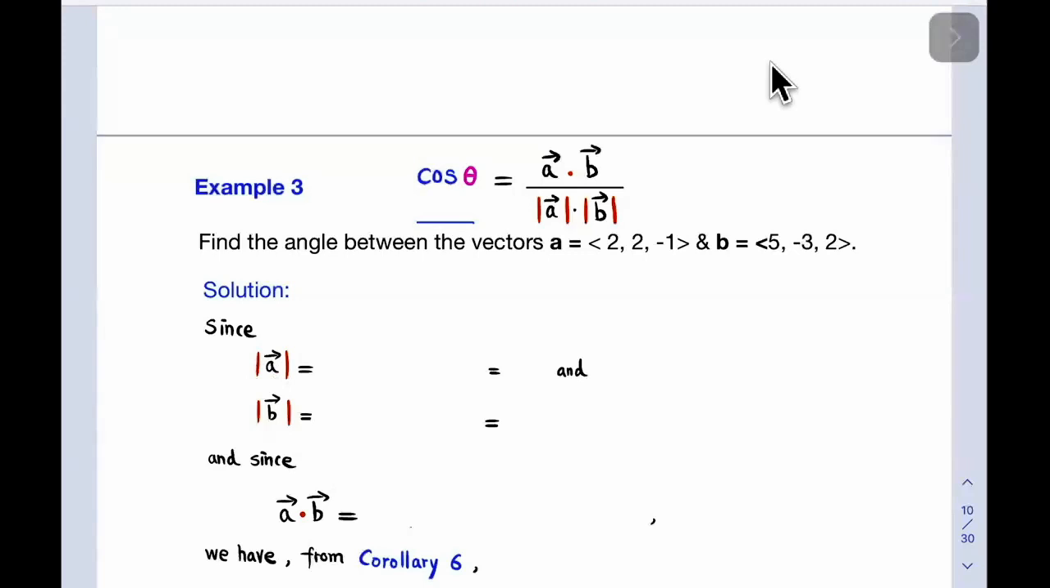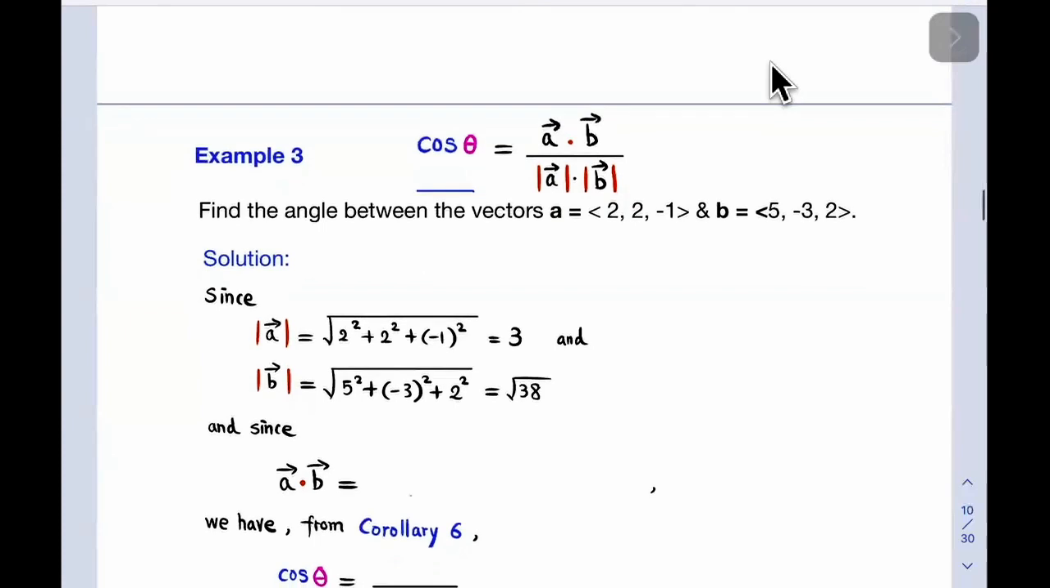You say 3. How did you get it? You take the square root of the sum of the squares of each component. Yes, you got it. Good. And the second one, you also take the square root of the sum of the squares of each component. What do you get here? You got square root of 38. Now we have the magnitudes of A and B.